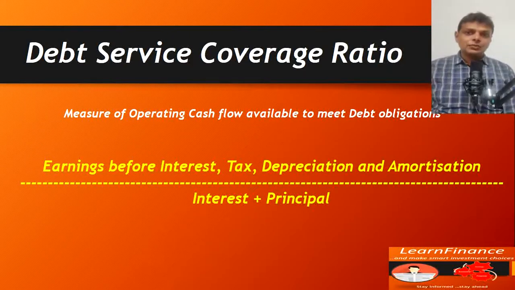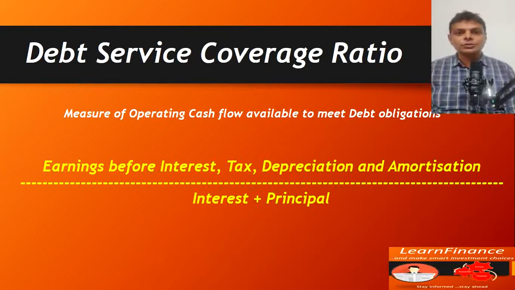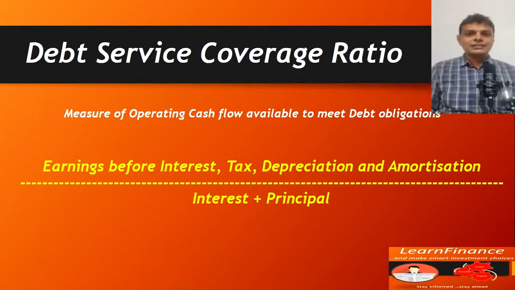So debt service coverage ratio measures operating cash which a company is going to generate versus its total debt obligations, its principal payments plus its interest payments. So the formula to calculate debt service coverage ratio is very simple. It is EBITDA, earnings before interest, tax, depreciation and amortization, divided by principal plus interest which a company is going to pay in that time period. So let's take an example to understand this in more detail.